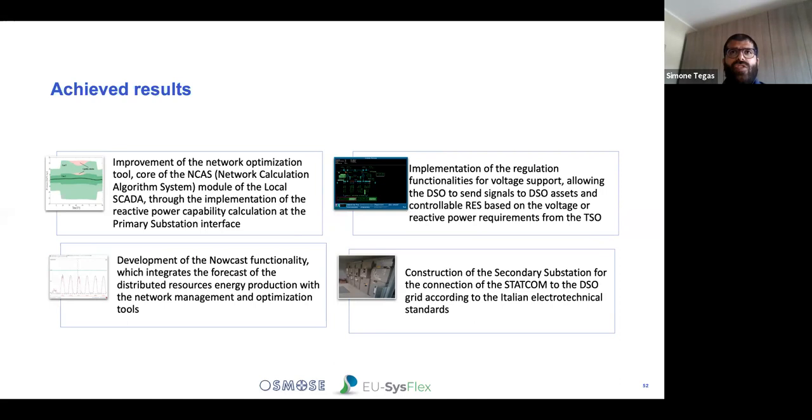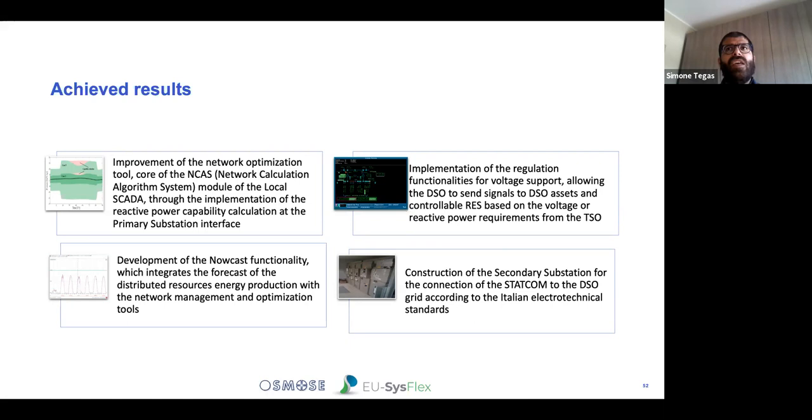Naturally, in order to improve the coordination, the observability and the quality of the results, we developed the nowcast functionality, which integrates the forecast of the distributed energy resource production with the network management and optimization tool. And this is the last action we need to complete for our demonstrator. We are completing the installation of the static compensator on our network. At the moment, we have installed the secondary substation, which is necessary to connect the STATCOM to the DSO grid according to the Italian electrotechnical standards.